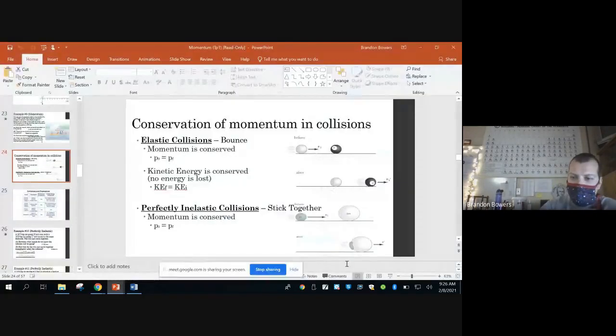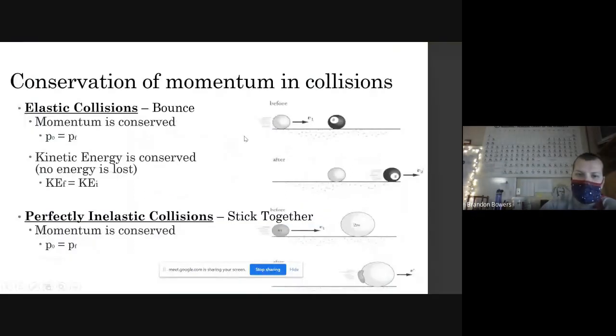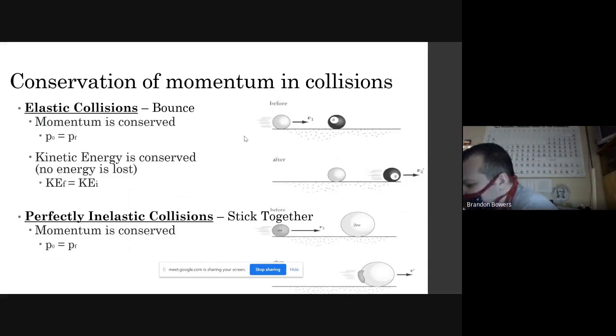There we are. We're going to start talking about collisions. Now, there's elastic collisions and then perfectly inelastic collisions. All right. So this can go in the big blank space on your notes.